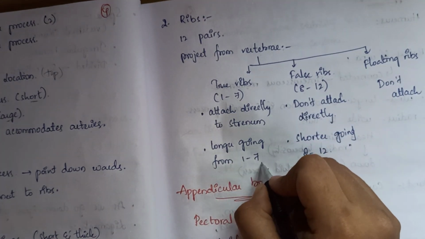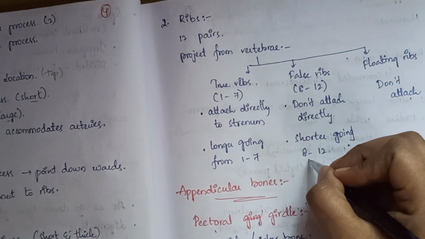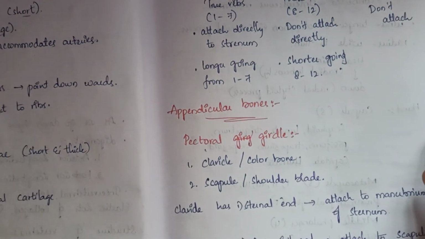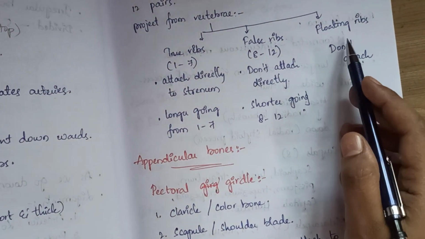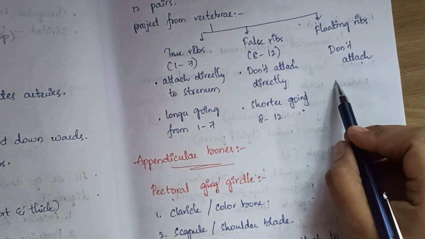Ribs 1 to 7 are longer. Ribs 8 to 12 are shorter. Next, coming to floating ribs. These two ribs do not attach to the sternum.